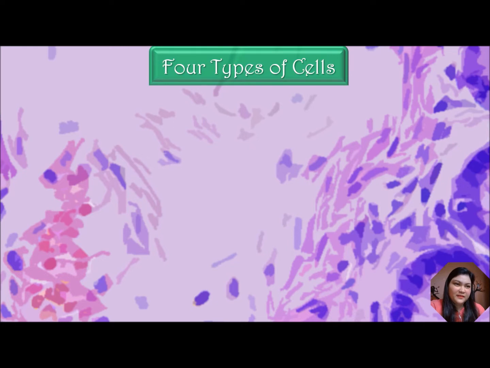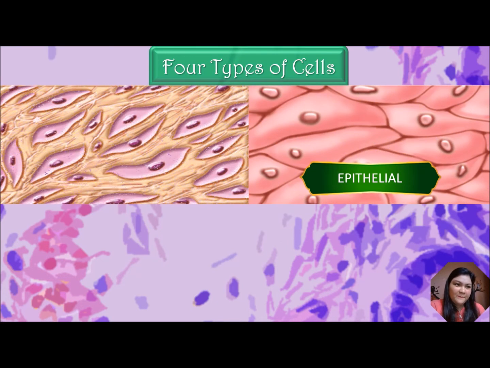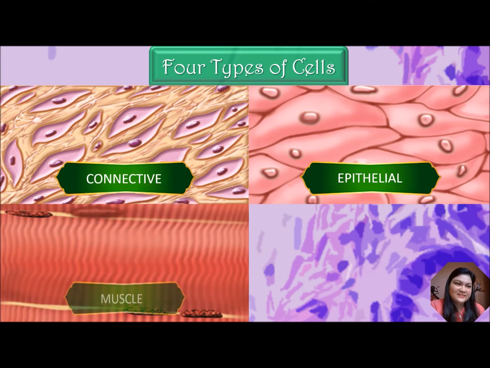There are hundreds of types of cells, but the 4 main types are epithelial cells, connective tissue cells, muscle cells, and nerve cells.